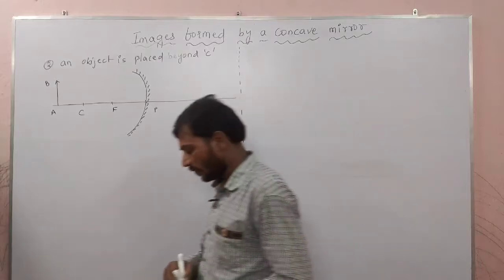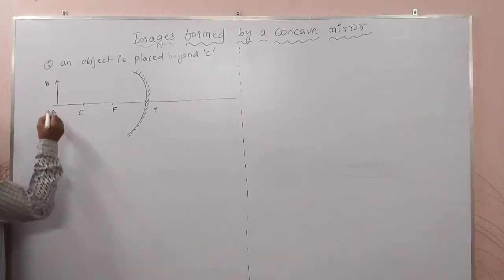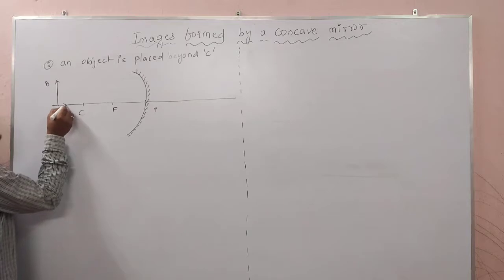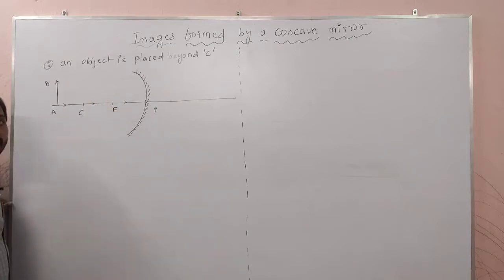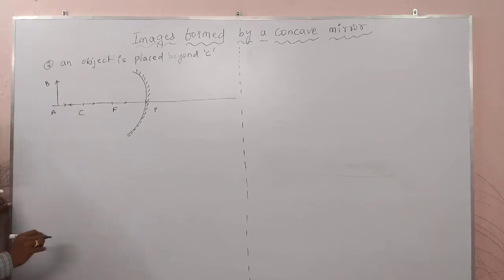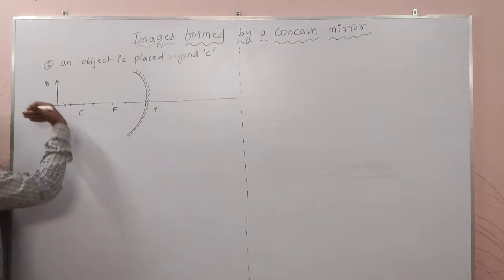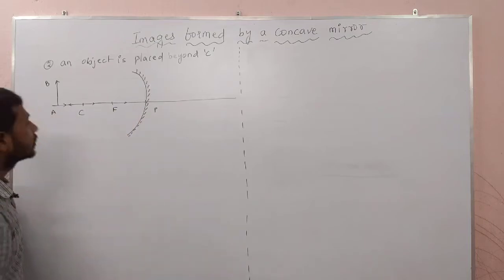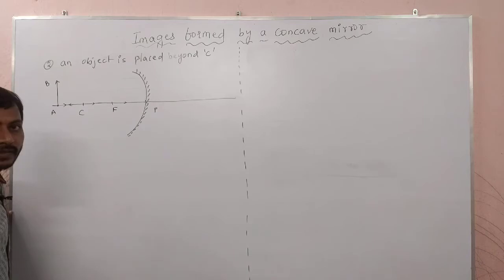So now, first, to get the image of A, I am drawing like this. For A, the ray is coming like this, along the principal axis. Then it gets reflected back along the same path, because it is passing through C. That's why the image of A is, as we know, on the principal axis.